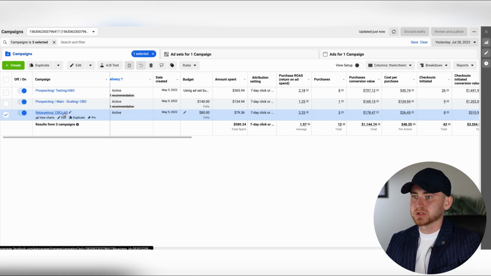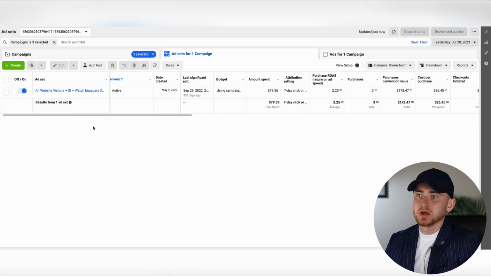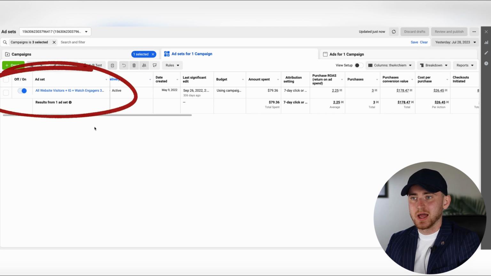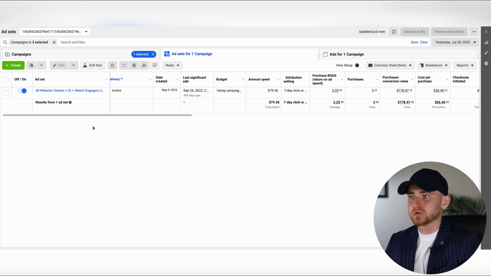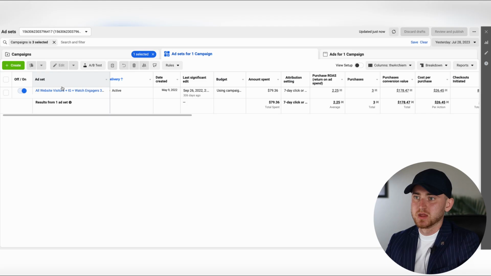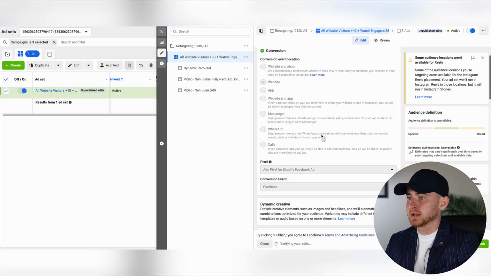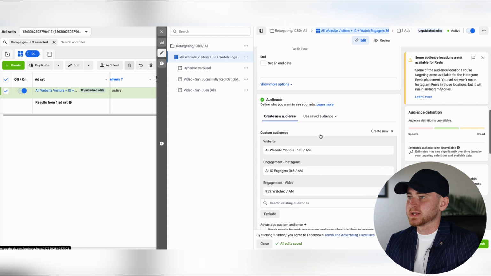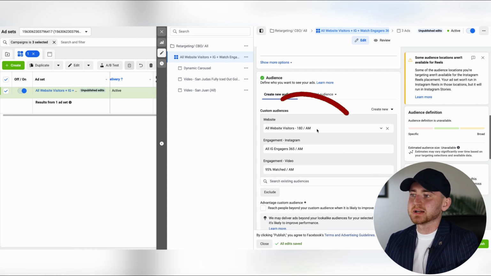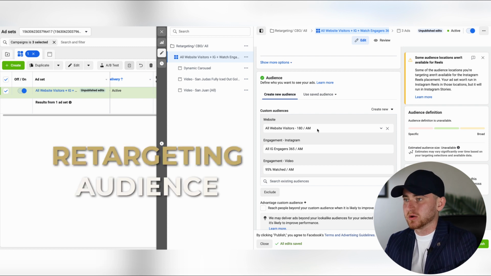So when I go to this retargeting campaign, I have only one single ad set, and what I'm doing right here is I am going to target all of my website visitors and all of my social media engagers in the longest period of time. So if I go right here at edit, and I scroll down to the audience section, you will see that I created a couple custom audiences. Now these are essentially what we call the retargeting audiences.